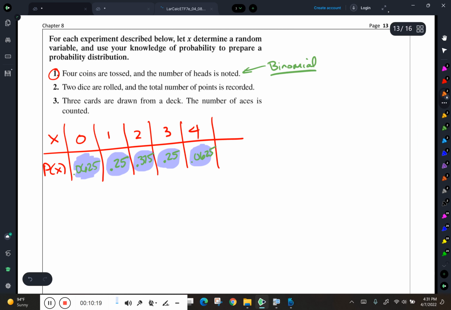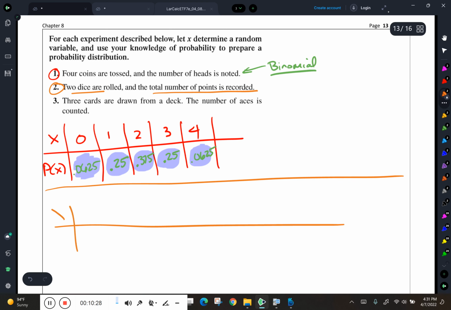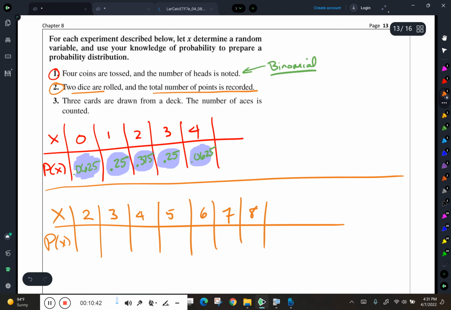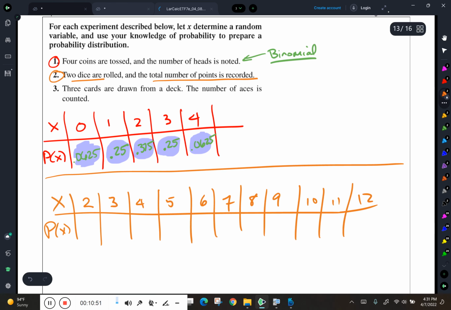All right. Problem number 2. Two dice are rolled and the total number of points is recorded. So if two dice are rolled and the total number of points is recorded, x, p of x, the smallest sum could be a 2, or I could get a 3, or a 4, or a 5, 6, 7, 8, 9, 10, 11, or I could roll a 12.